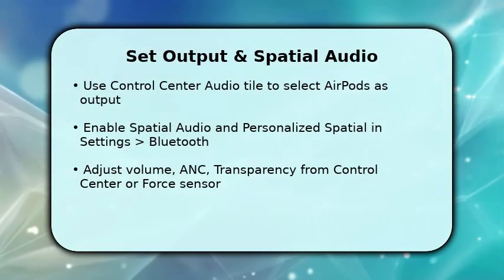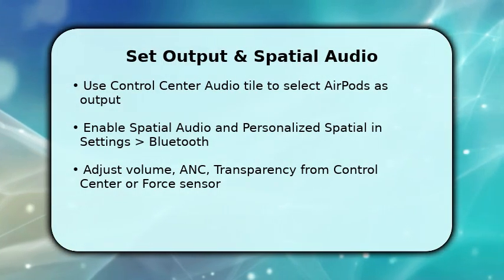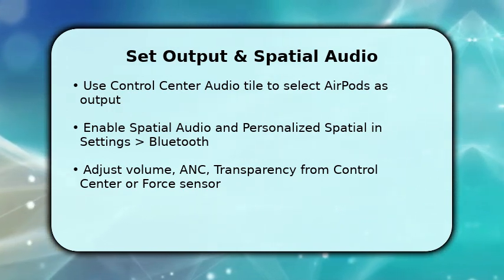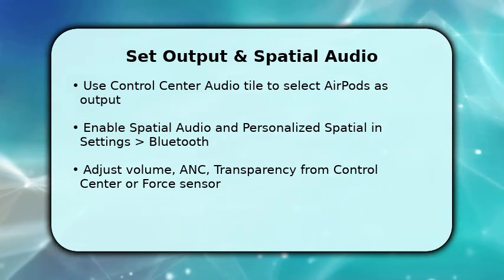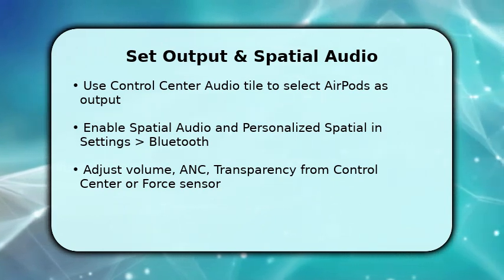Now route audio: swipe into Control Center, press the audio tile, and select your AirPods Pro 2 as the output. You must do this for apps that don't auto-switch. Next, go to Settings, Bluetooth, tap the eye icon and enable spatial audio. Choose Personalized Spatial for better head-tracked immersion.